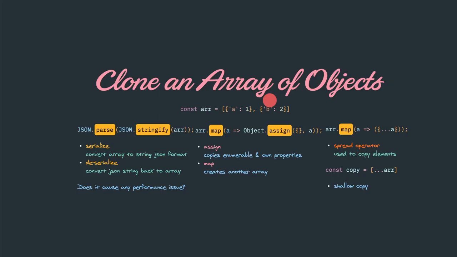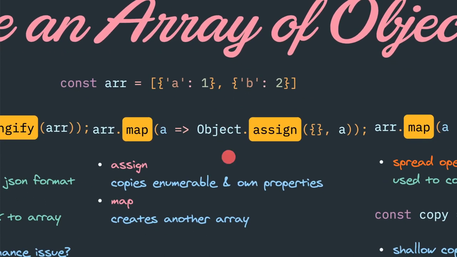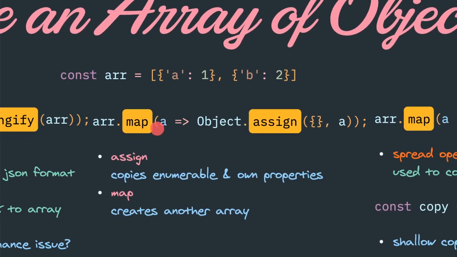Is there any other better approach? Yes, we can evaluate a couple of approaches. Using the array map function, this won't change the original array. Array map is always immutable, so it won't modify the original array. It will iterate over each and every element, so you will get the first object, then the second object, and once we get that, we can use the Object.assign method to create a copy of it.